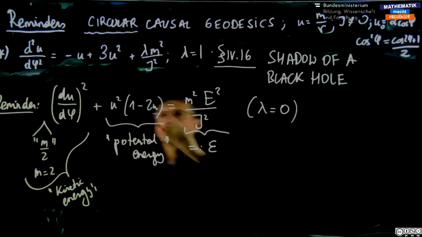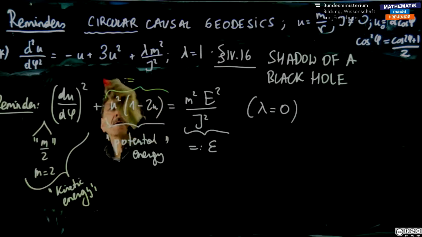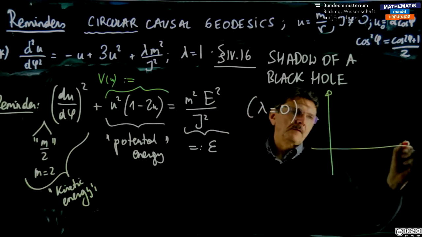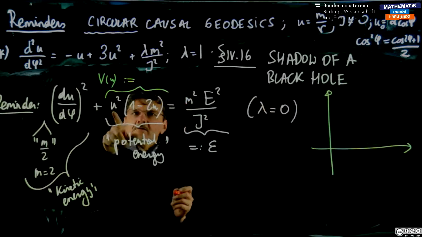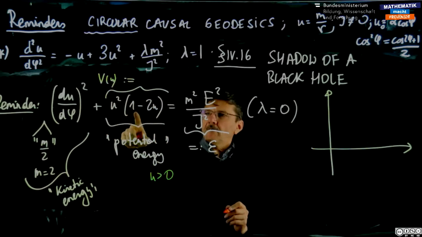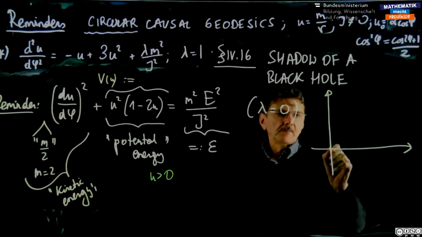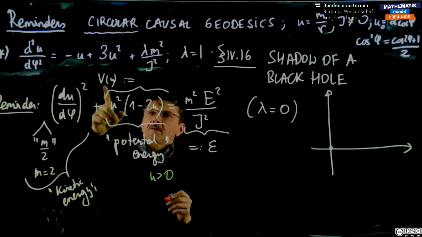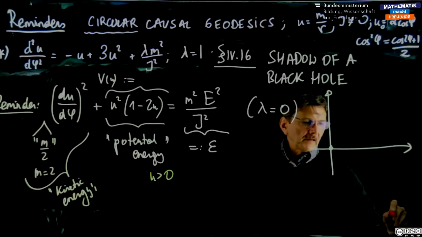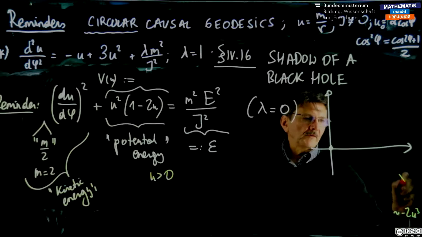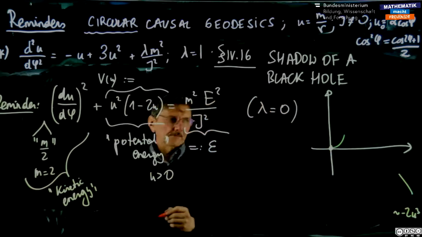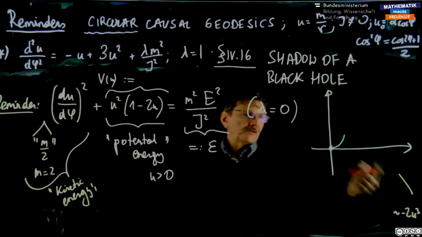So let's try to draw this potential. If u is equal to zero, and we are of course interested in u positive only, then the potential vanishes. And if u is large, then the dominant term is this one, so we get something like minus 2u cubed in this region. And for small u, this is quadratic. So you have a motion in a potential which looks like that.